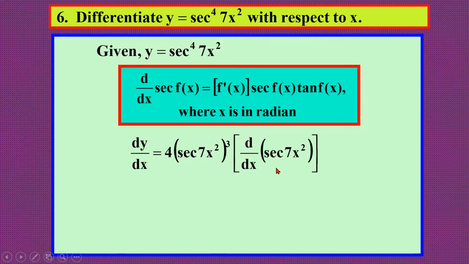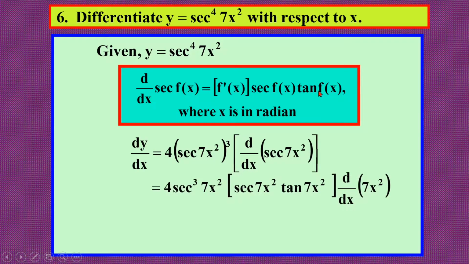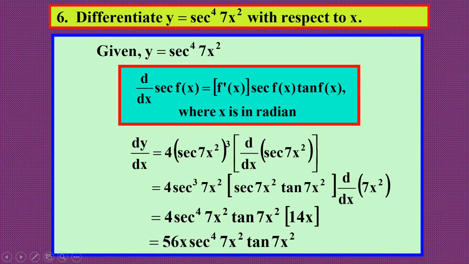Differentiating secant, you will get secant tangent. So you will get secant fx, that's your 7x squared, tangent fx, which is tangent 7x squared. The fx now is 7x squared. So I differentiate 7x squared, I will get 14x. Once that is done, I will rearrange all the numbers. So this is what I'm going to get. So that's done. Okay?